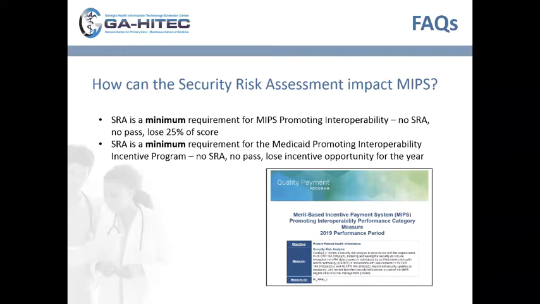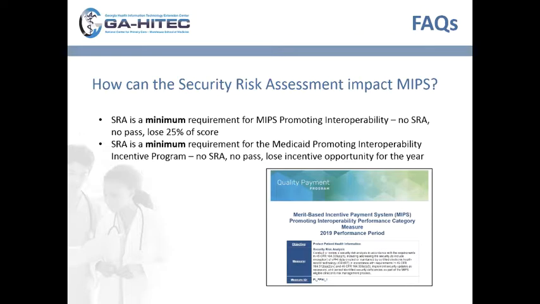Well, in addition to the HIPAA requirement, which to me is the showstopper, if you don't do the security risk assessment, you will not pass the Medicaid Promoting Interoperability Incentive Program for the year. And on the MIPS side, you'll lose 25%.